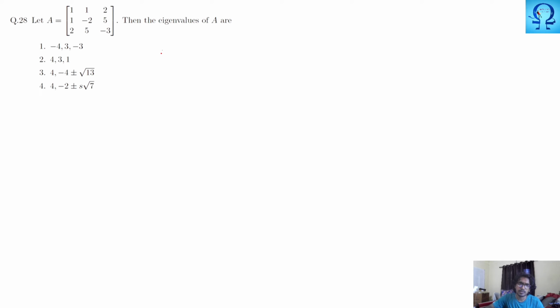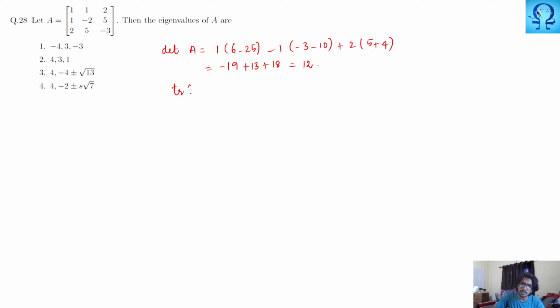So a matrix is given, from which the determinant of A is what? It is 1 times (6 minus 25) minus 1 times (minus 3 minus 10) plus 2 times (5 plus 4). So this is minus 19 plus 13 plus 18, which is 12. And what is the trace of A? It is 1 plus minus 2 plus minus 3, which is minus 4. So the trace of A is minus 4 and the determinant of A is 12.